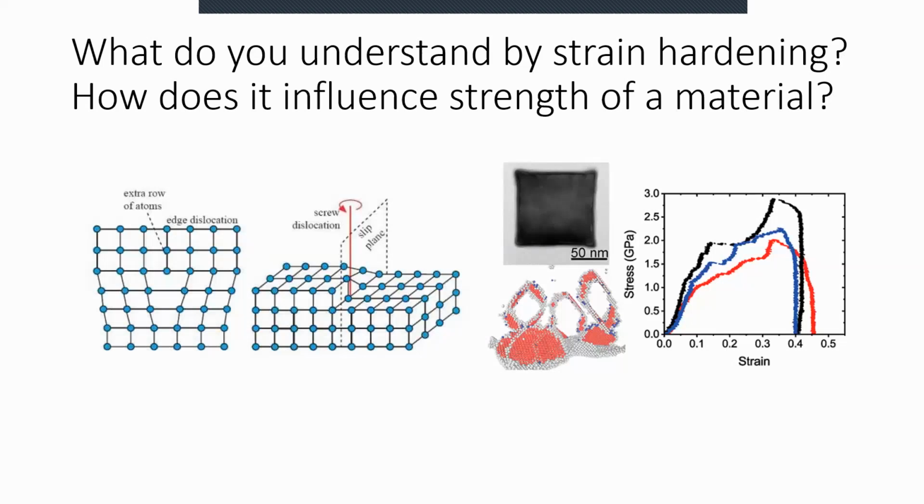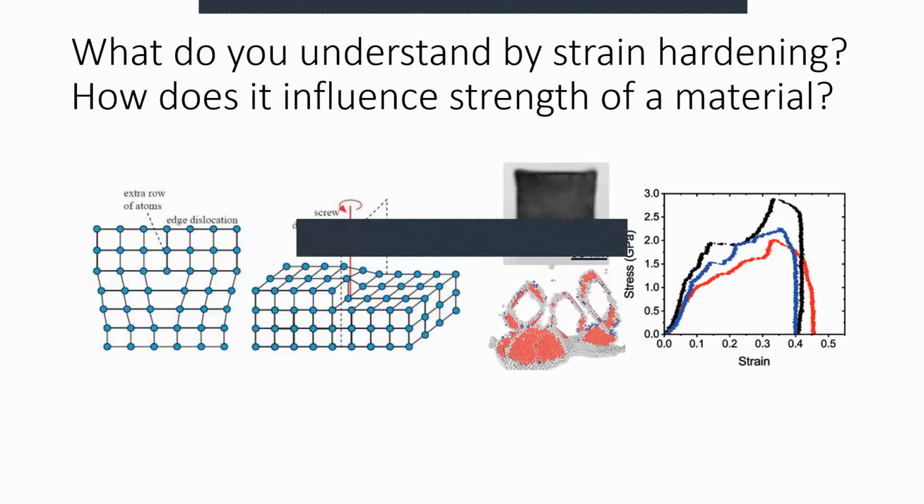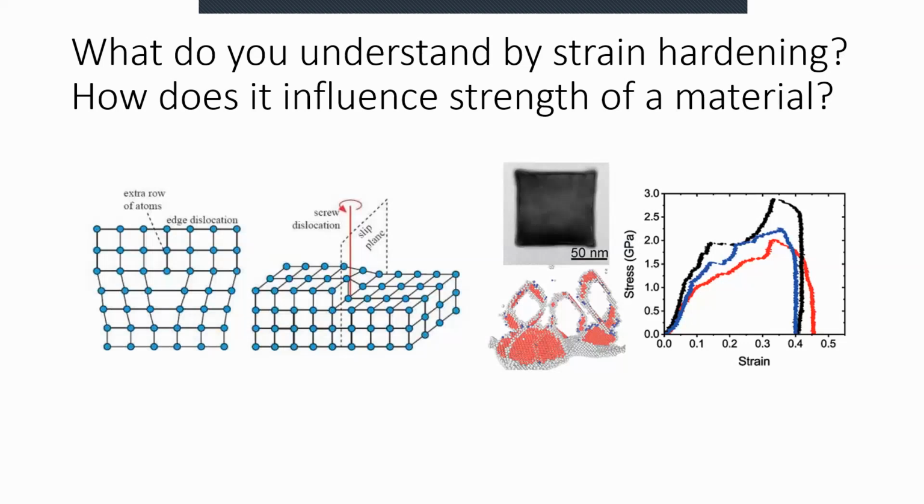There are missing atoms of this particular plane. So what happens is, if you consider that this extra half plane is moving to the left, this is called a slip. The movement of this missing plane of atoms to the left is called a slip. So you have two particular planes slipping over each other.